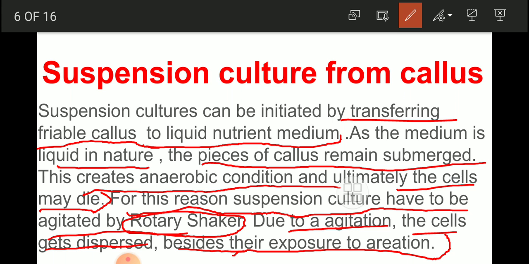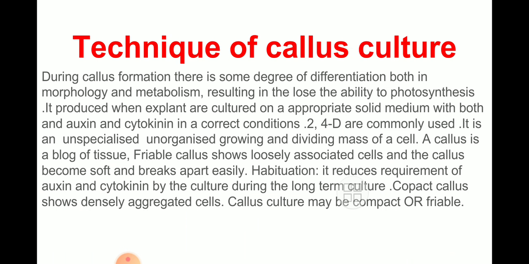Keep in mind, very interesting. Now, the technique of callus culture. During callus culture formation, there is some degree of differentiation both in morphology and metabolism, resulting in the loss of the ability of photosynthesis. It is produced when explants are cultured on appropriate solid medium with both auxin and cytokinins in correct conditions. 2,4-D is commonly used.